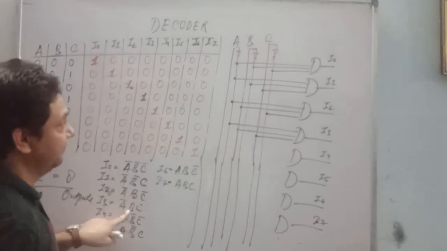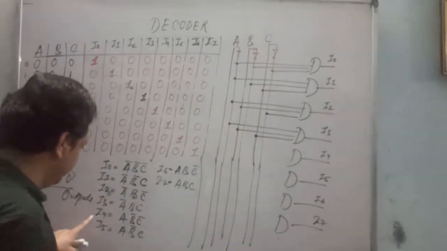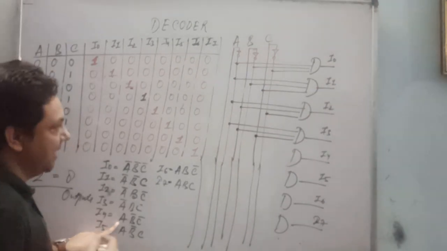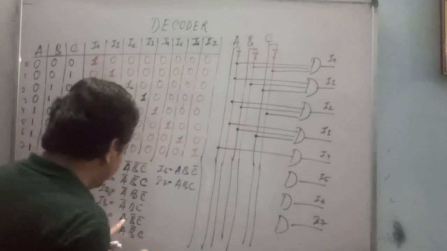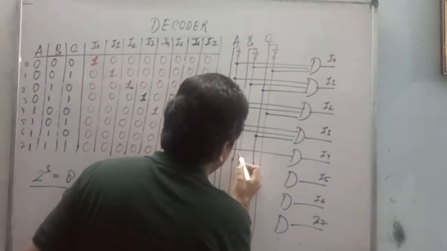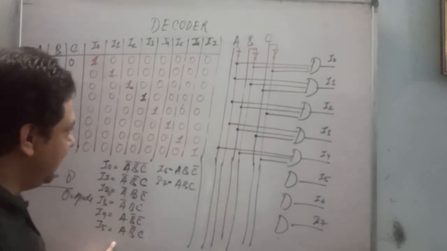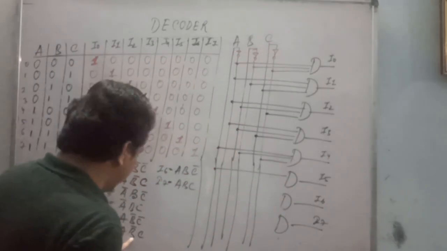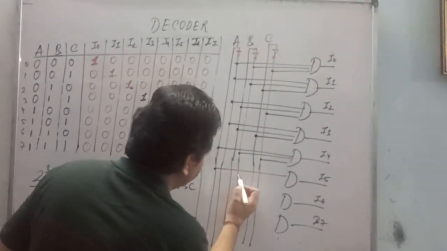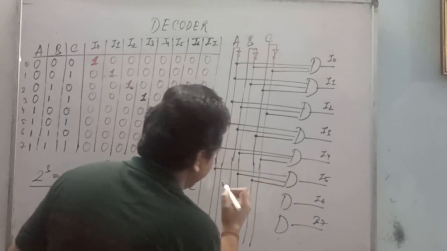You have to be very careful while doing the connections or connecting these lines. I4. What about the I4? A, B bar, C bar. So A will be directly connected. After that B bar, C bar. B bar, C bar means not line. This is also not line. I5. A, B bar. So this is A, and after that B bar. So B bar means not line, and C means directly the black line.